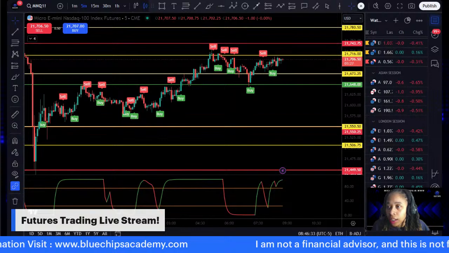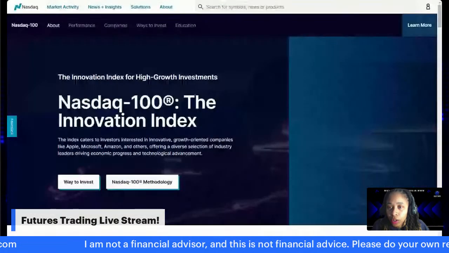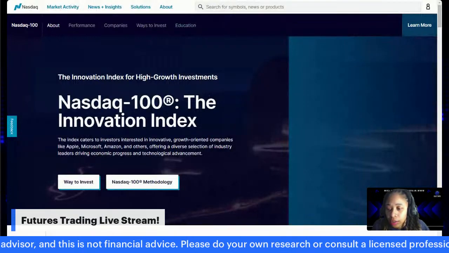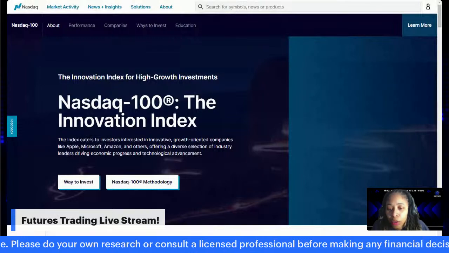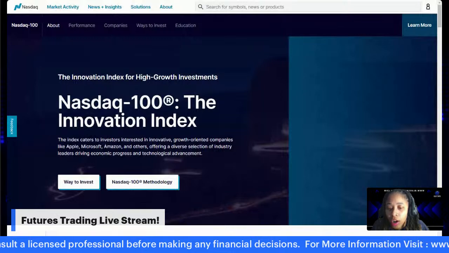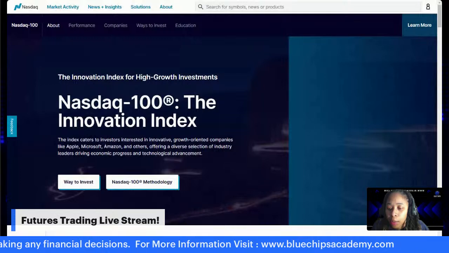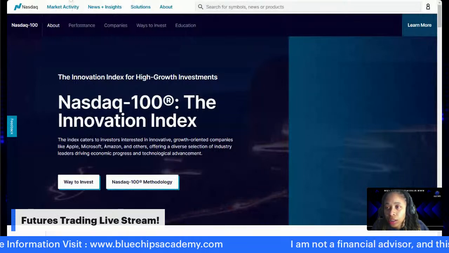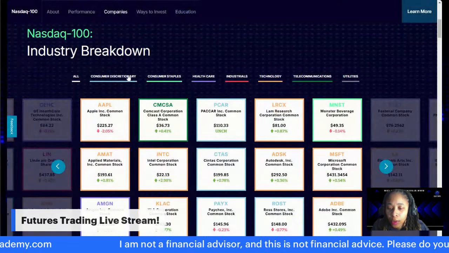We're trading the NASDAQ 100, NAS 100. For those of you that are new, the NASDAQ is an index, and this index caters to investors interested in innovative, growth-oriented companies like Apple, Microsoft, Amazon, and others, offering a diverse selection of industry leaders, driving economic progress and technological advancement. So these are some of the companies that comprise the NASDAQ 100.